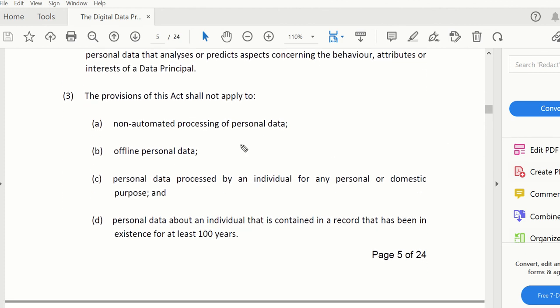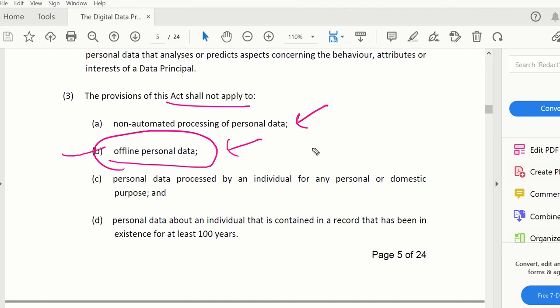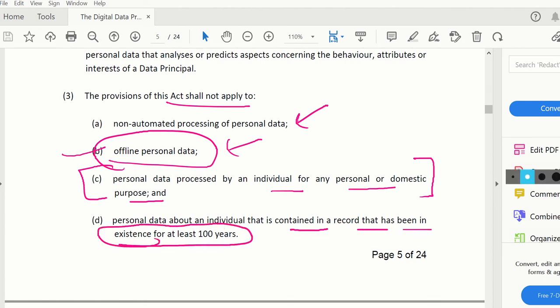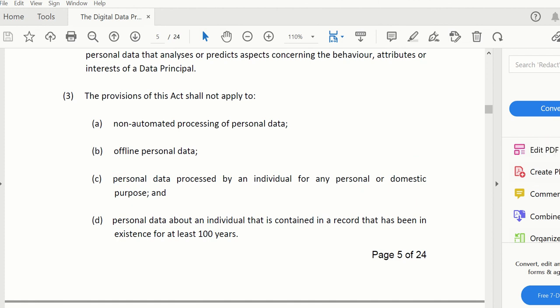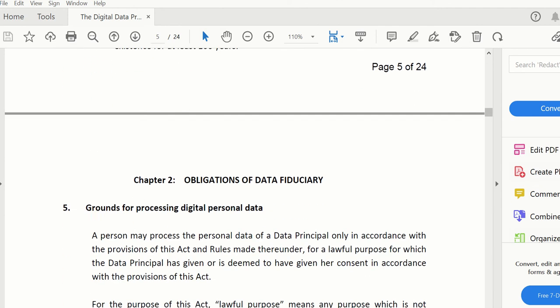Now, there are certain exclusions. This act would not apply to offline personal data. If you are collecting offline personal data and you are not digitizing it, it would not be considered. Non-automated processing of personal data would also not come under this scope. Personal data processed by an individual for any personal or domestic purpose, if you are using it for your own or domestic purpose, also does not come under this regulation. Personal data about an individual that is contained in a record that has been in existence for at least 100 years also would not come under the scope of this regulation.